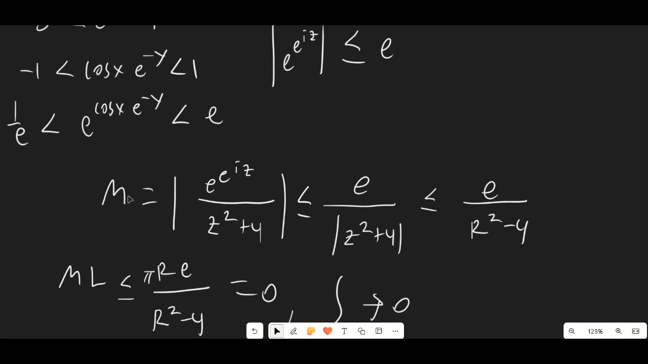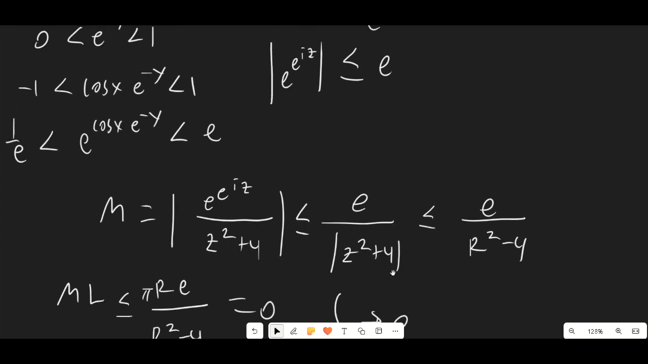So if we find M is going to be equal to e to the iz over z squared plus 4, and then take the modulus of that for some z over the curve gamma, we go ahead and bound this, and we find that this is going to be less than or equal to e over the modulus of z squared plus 4, again using what we just proved right here. And then using the triangle inequality, you guys can figure out that this is going to be less than or equal to e over r squared minus 4, where r is the radius of that large semicircle, and of course we're letting r tend to infinity. Something else to note here is that this only applies to values of z on the gamma curve, of course, because otherwise we wouldn't be using this r, right?